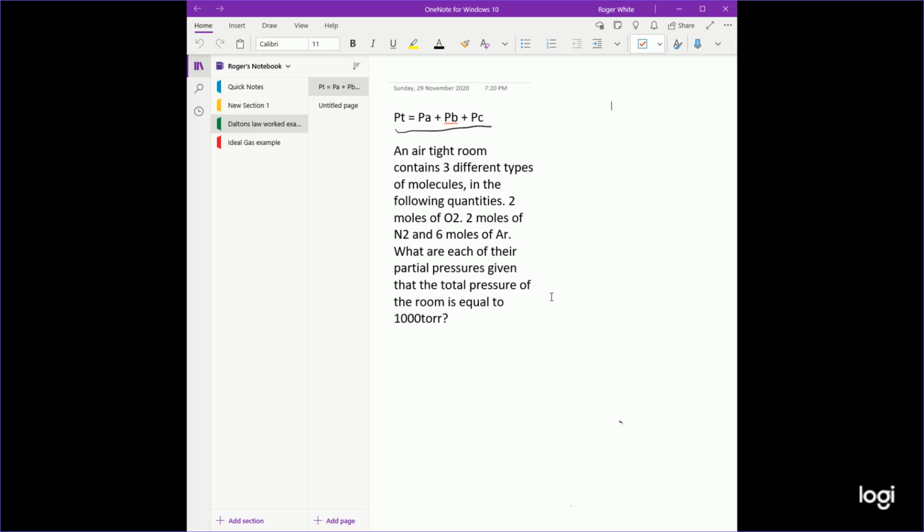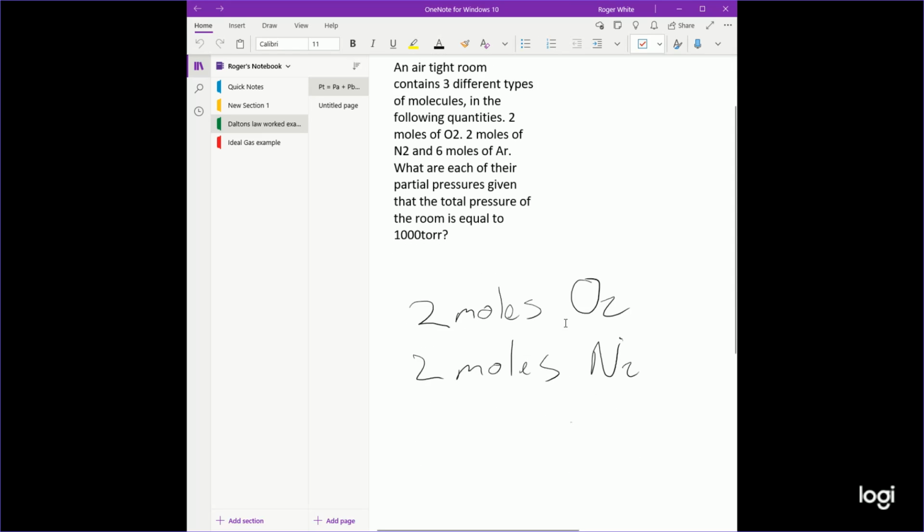So I'll just go through this example here that I've written out. An airtight room contains 3 different types of molecules, and they're in the following quantities. So we've got 2 moles of O2. Let's write it out as we're going. 2 moles of O2. We've got 2 moles of N2. And we've got 6 moles of argon. Okay.